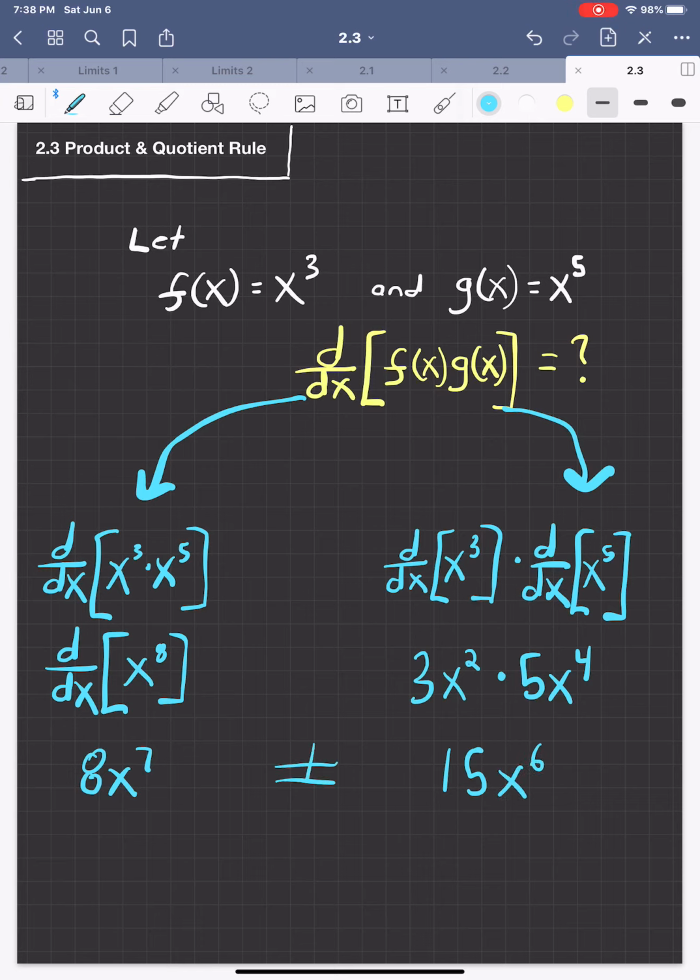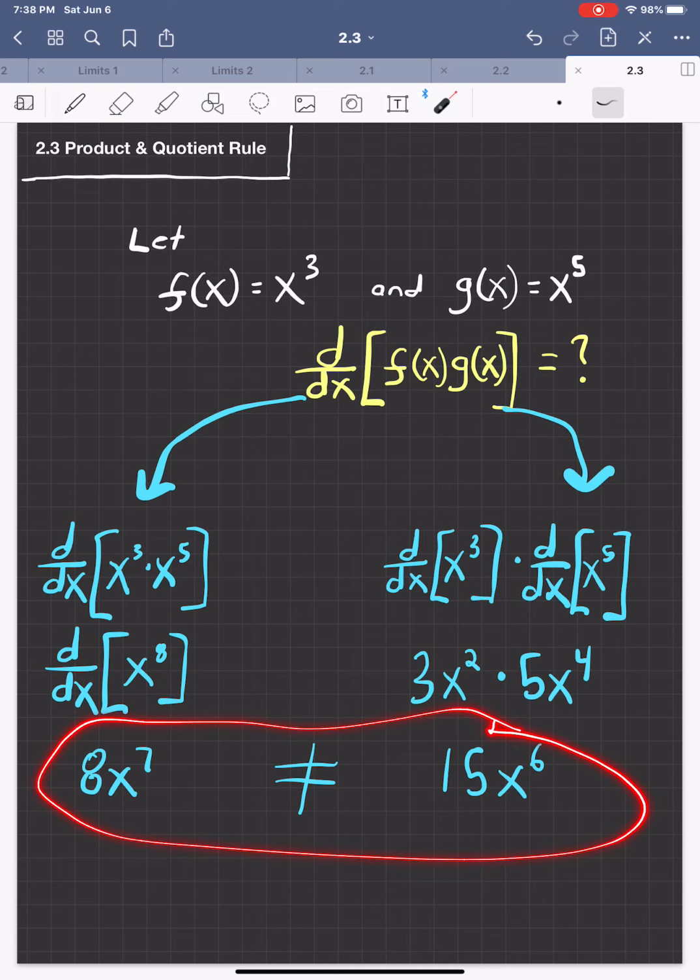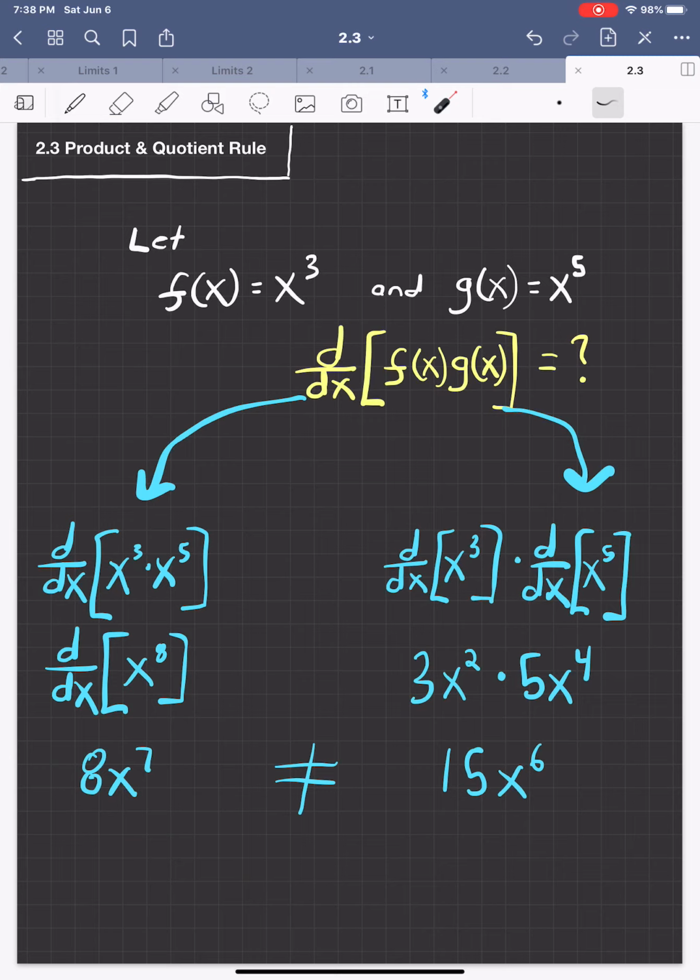So clearly, these are not equal, right? So what can we determine? Well, in mathematics, you can both be wrong, but you can't both be right. In other words, if you have separate answers, you can both be wrong, but you can't both be right. So which one of these is the correct way of doing this? Well, I'll tell you, I'll put a pin in that for just a second.